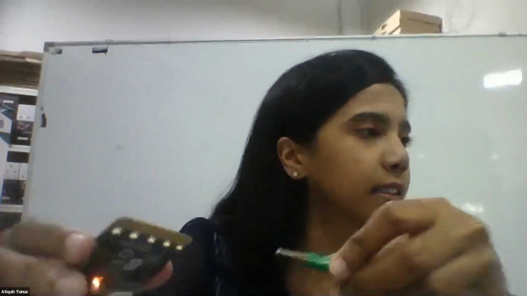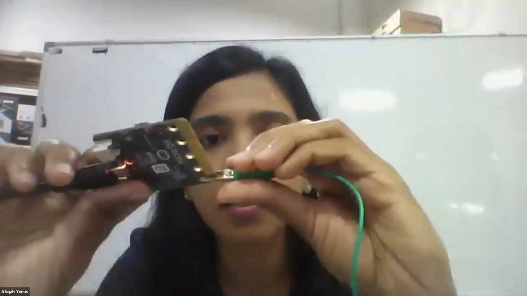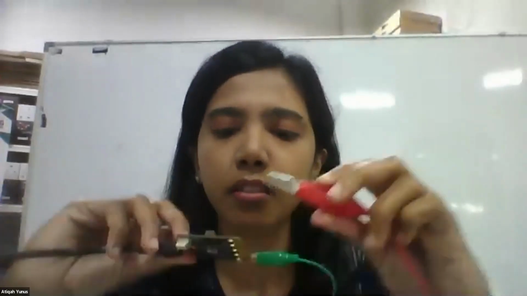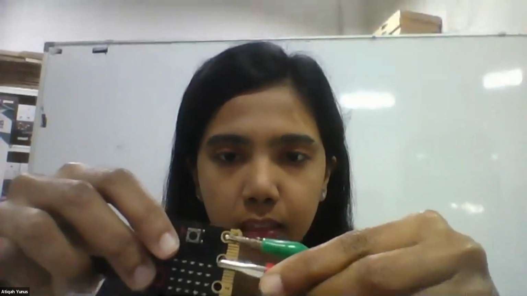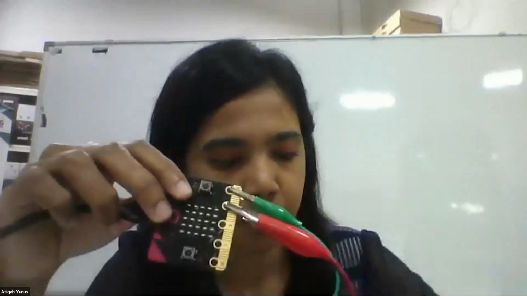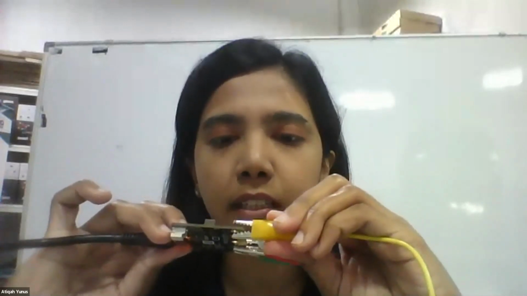Now we are going to connect the crocodile clips on the microbit board and then connect the other end of the crocodile clips to the servo motor, okay? So make sure you get your colors right. I'm going to put this green crocodile clip on the ground like that. I'm going to use a red on the 3V, which is the power pin. I'm going to use the yellow on pin 0.